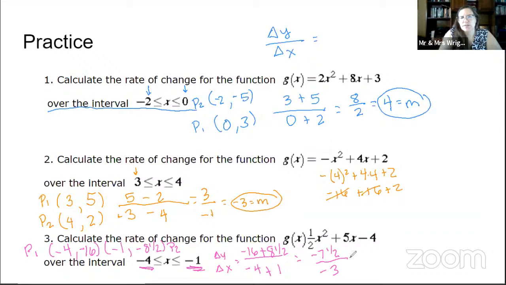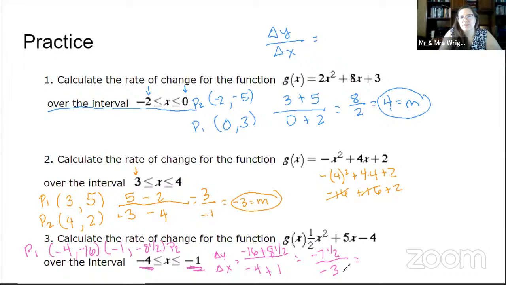Now, when you multiply or divide, an even number of negatives create a positive. If you have an odd number of negatives, your answer will be negative. So here we have two negatives. So it means our answer is going to be positive.